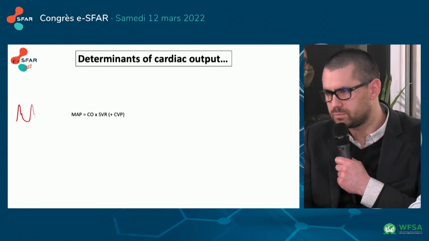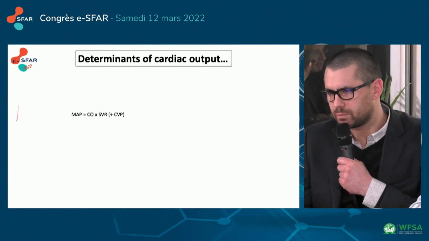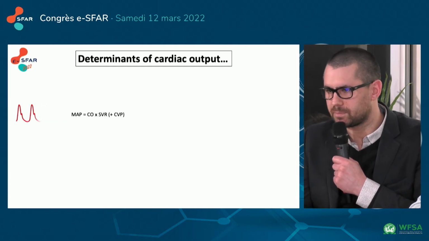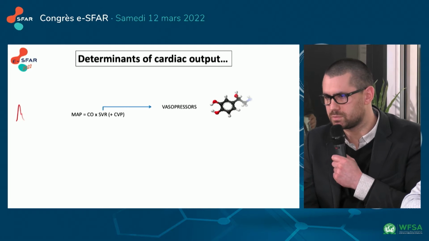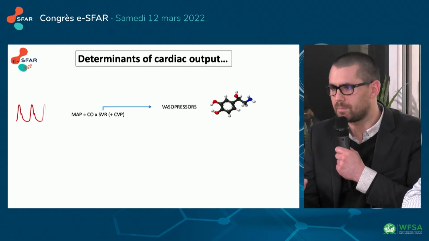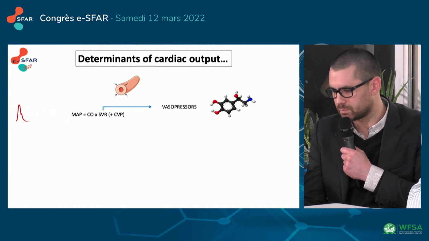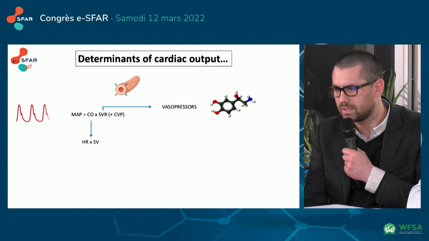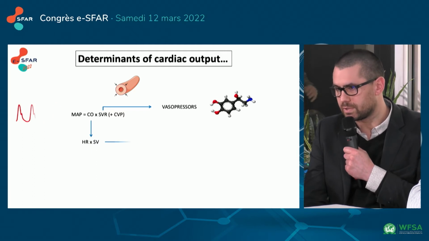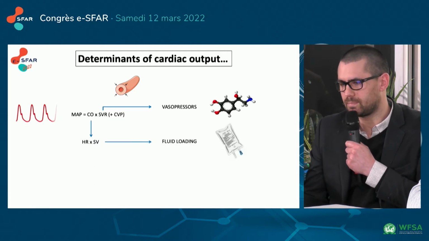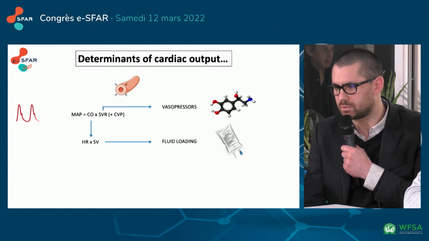So I just want to come back to basics and to physiology very quickly, just to recall that mean arterial pressure is determined by the product of cardiac output and systemic vascular resistance. As you know, systemic vascular resistance might be treated by vasopressors. You can influence vascular tone with vasopressors. On the other side, cardiac output is determined by the product of heart rate and stroke volume, and of course you can change stroke volume by adding fluid loading, fluid challenges to the patient.